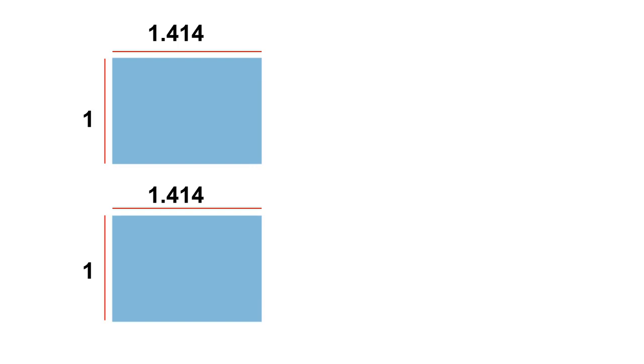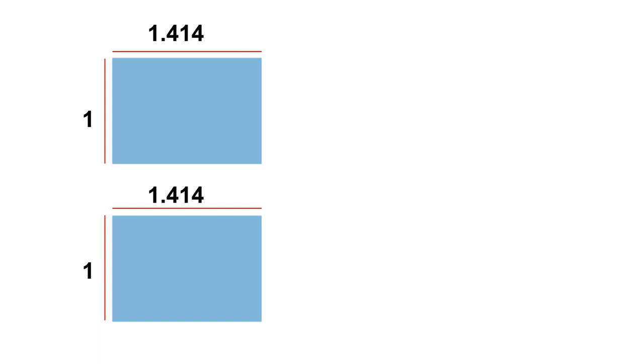Let's simplify to understand this. Suppose we have a piece of paper whose aspect ratio is 1 to square root of 2. Now, if we cut this paper in half, right in the middle of its longer side, we will get two pieces of paper, both of which still have the same aspect ratio. This unique property of this aspect ratio allows for scaling without changing the aspect ratio as we go from one size to another.